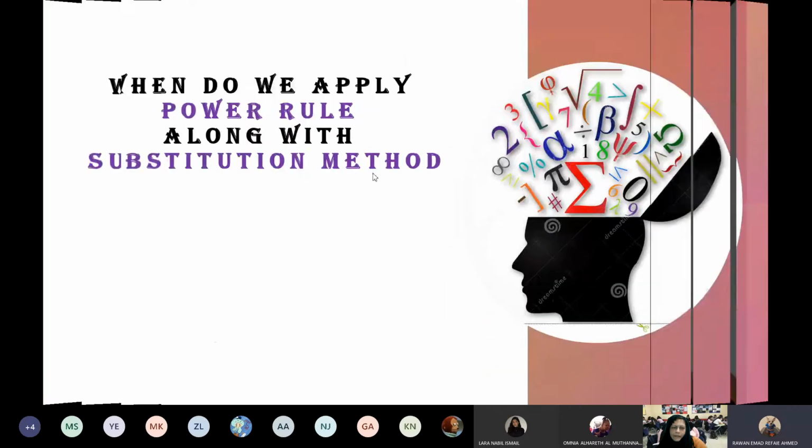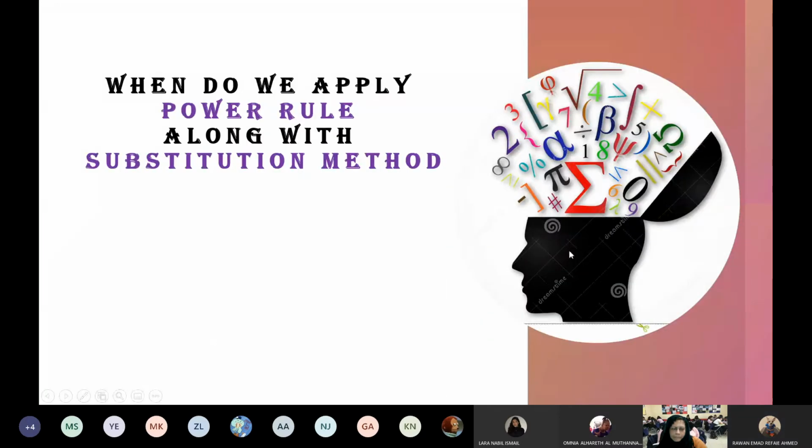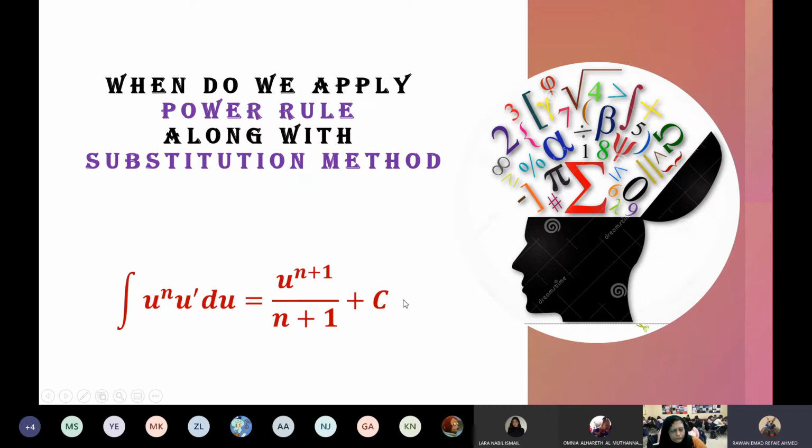Can you explain by giving examples? Yes. We have 3 rules: the power rule, the logarithmic rule, and the exponential rule. We'll first talk about u to the power of n plus 1 over n plus 1. So I'm going to show you some examples.